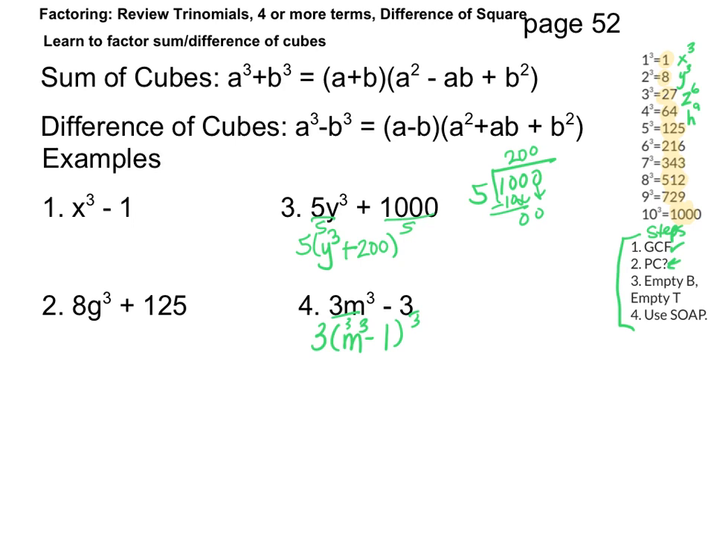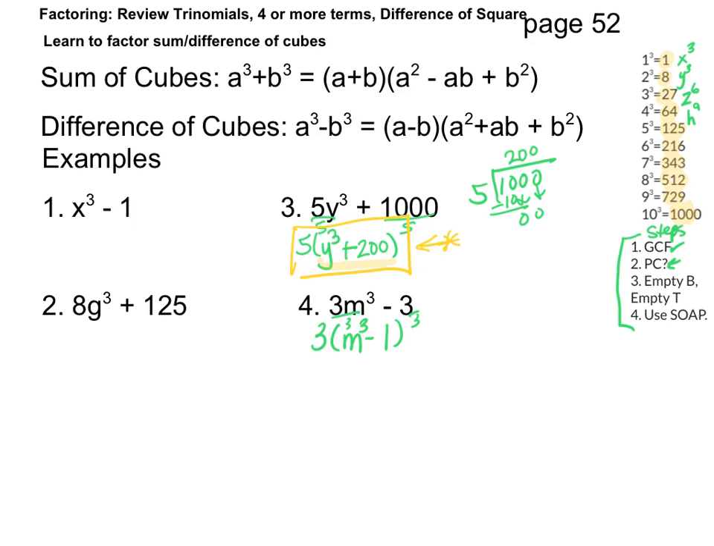Number 3, I look at what I have when I've taken out my greatest common factor. Inside the parentheses, y cubed, that's okay, but is 200 in this list over here? No, 200 is not in that list, so that means that this is the answer to number 3. I can't do anything else with it because it's not factorable. And then let's look at number 4. M cubed, that's a perfect cube, and 1 is in the list. So numbers 1, 2, and 4 all can be factored using a sum or a difference of cubes.